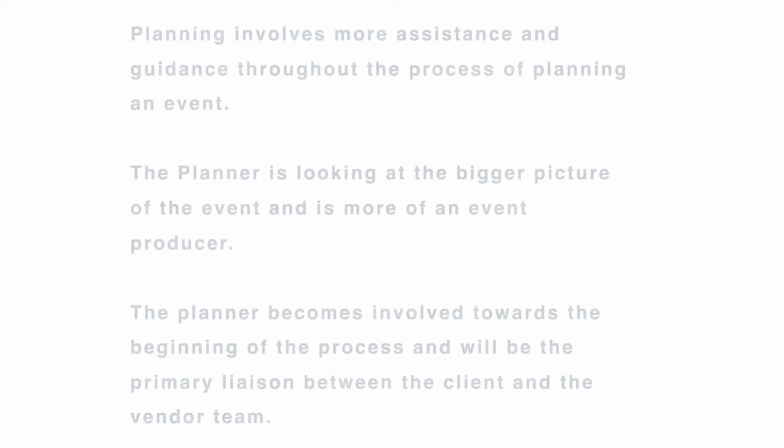And then planning. Planning is the big guy, right? Planning involves assistance and guidance throughout the process from start to finish. The planner is looking at the bigger picture and is more of an event producer. The planner becomes involved toward the beginning and will be the primary liaison between the client and the vendor team.